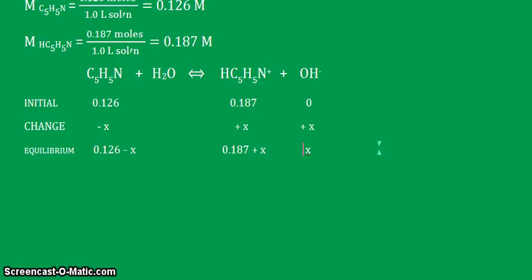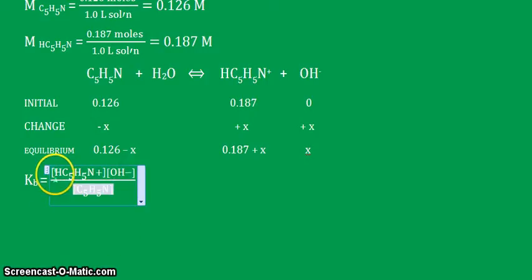So what will be our next step? The next step is to identify the equilibrium equation and plug in the corresponding values. Alright, so our equilibrium equation for the equilibrium being described is shown in this equation. So we have the concentration of the conjugate acid times the concentration of the hydroxide ion divided by the concentration of your pyridine. So let me just complete the equation there.